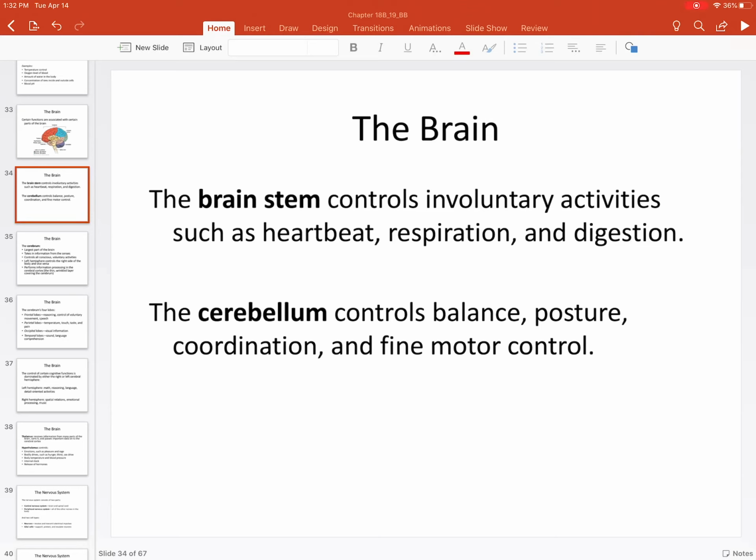The cerebellum, which is that purple part of the brain, controls balance, posture, coordination, and fine motor control. So for me, that was the part of my brain that I was struggling the most with because of the compression on those tonsils that extend down below the cerebellum.